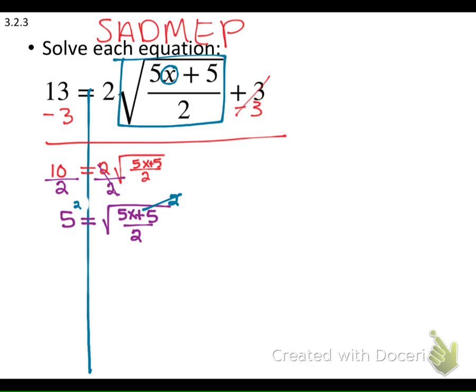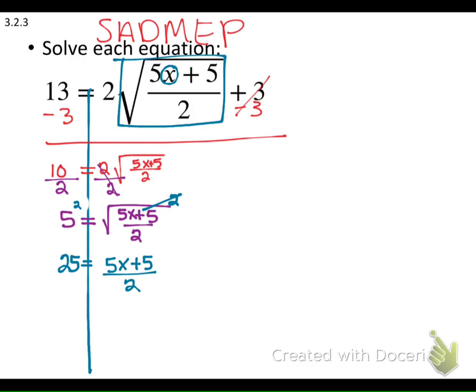On my left side, what's 5 squared? 25. Of course. And then on my right side, I got rid of the square root sign, so I'm going to have 5x plus 5 divided by 2.